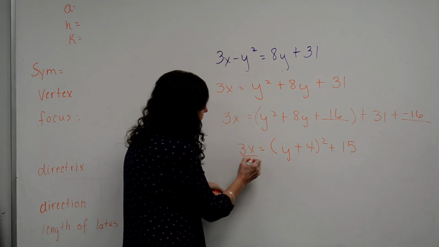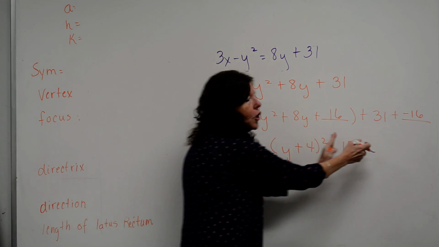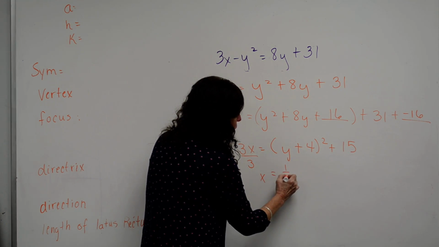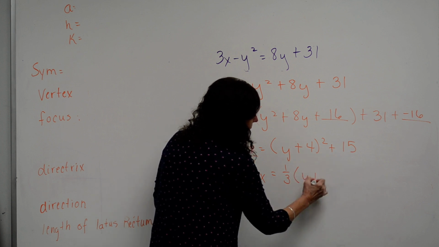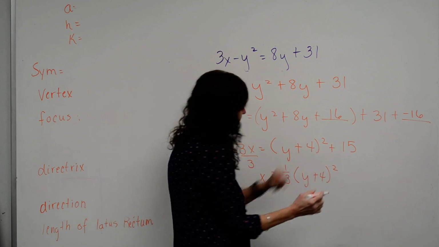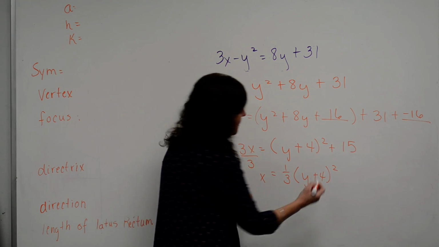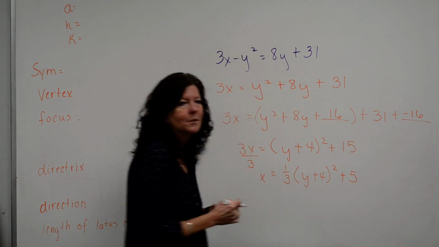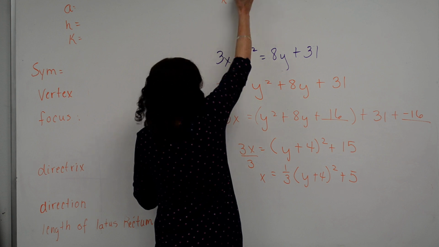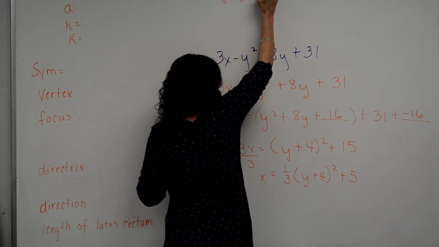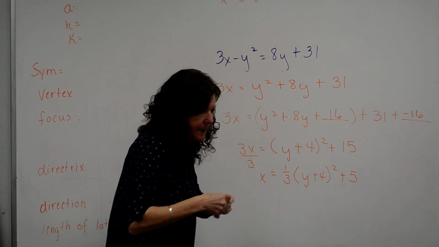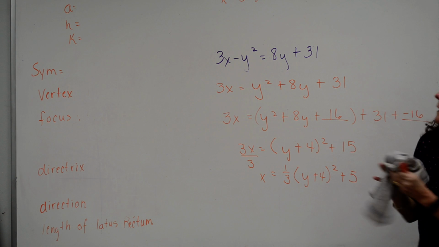Now I have to divide by 3, but there's 2 terms here. So what happens is I have x is equal to 1/3 y plus 4 squared, because that's my a. Okay, what's 15 divided by 3? 5. Okay, so there's my equation. Let me rewrite this at the top. All right, now let's come over here and do all the stuff.